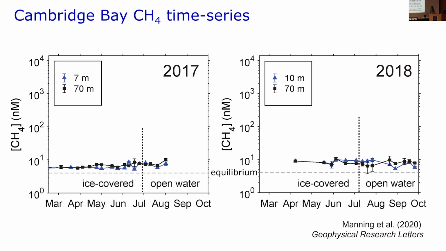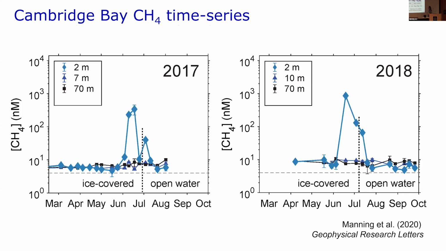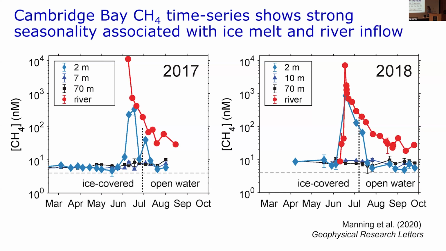So it looks like there's not much going on, and you're like, why are you showing me this plot? It looks really boring. But now we can see what's happening in the surface water. So at 2 meters depth, we can see this pulse of methane that occurs just before the ice starts to melt. So these are concentrations up to 900 nanomolar of methane. And then as soon as the ice retreats, the methane concentrations rapidly decrease. So the next question is, what could be the source of this methane?